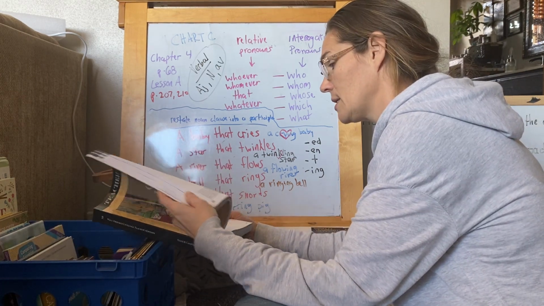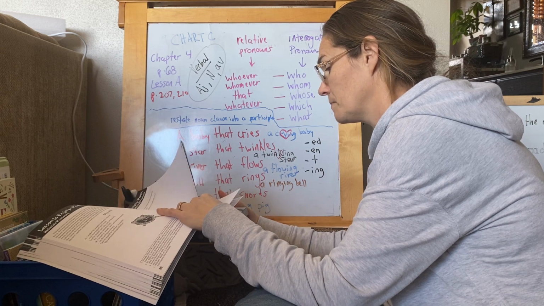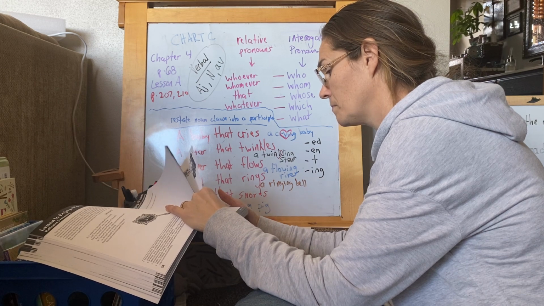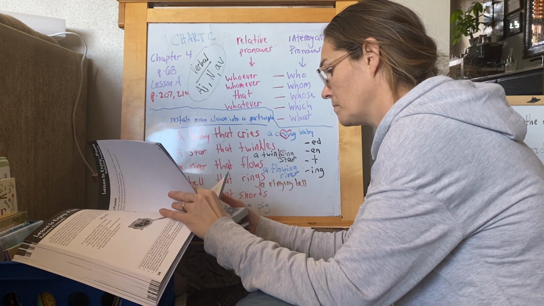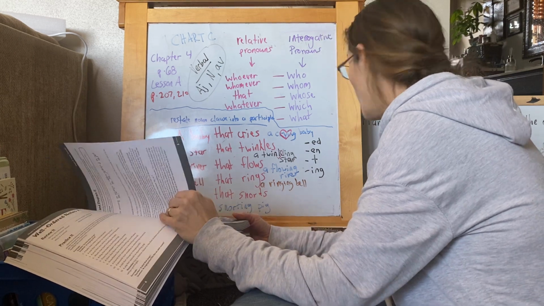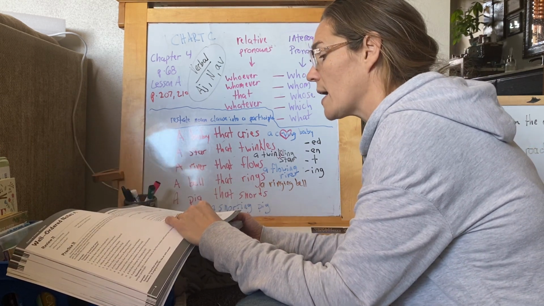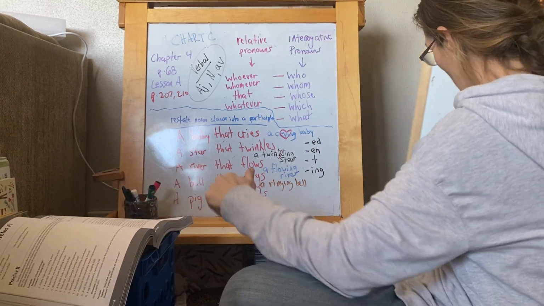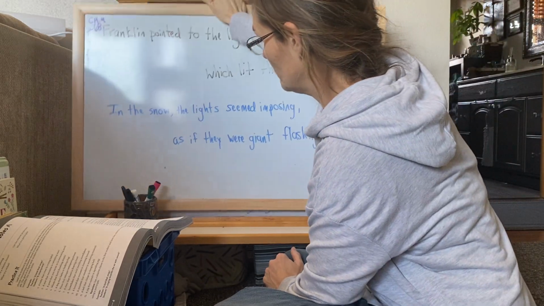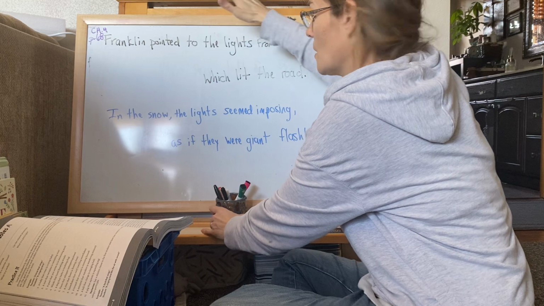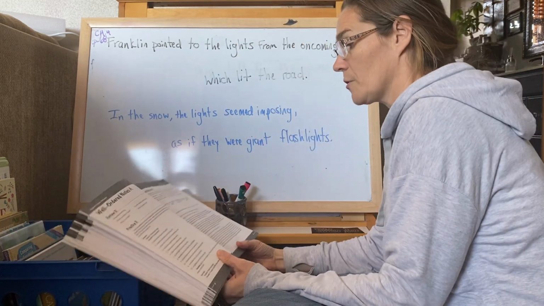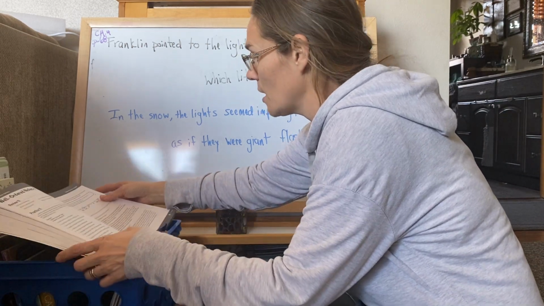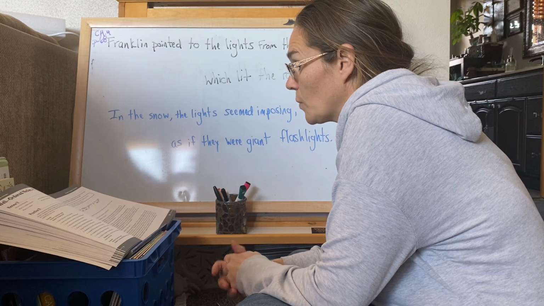And our first sentence is: Franklin pointed to the lights from the oncoming car, which lit the road. Okay, so we have a lot going on in here, so we're going to analyze it. First, we read the sentence, which we did. Franklin pointed to the lights from the oncoming car, which lit the road.